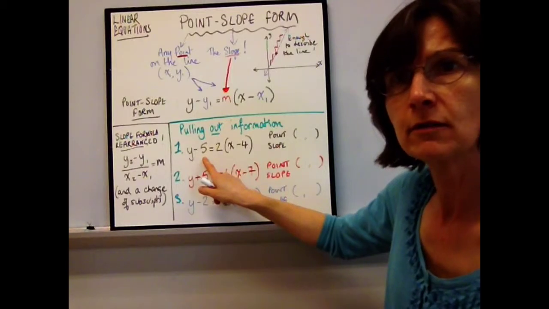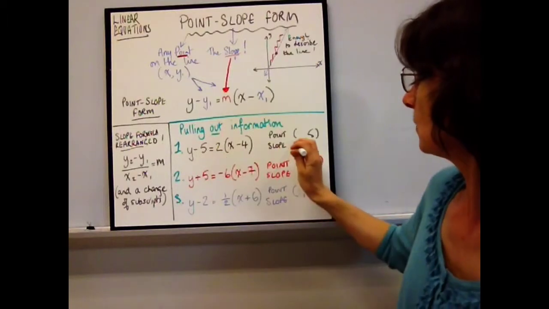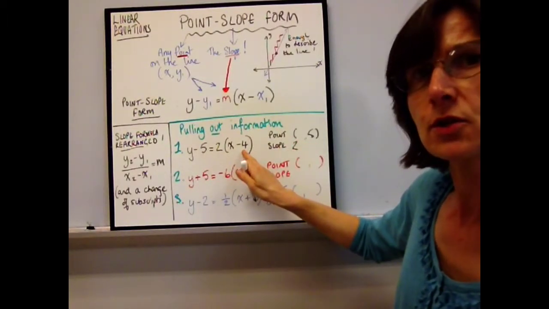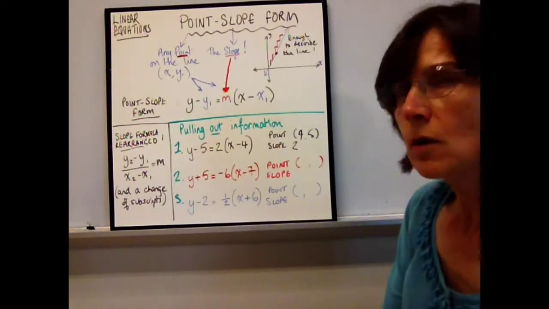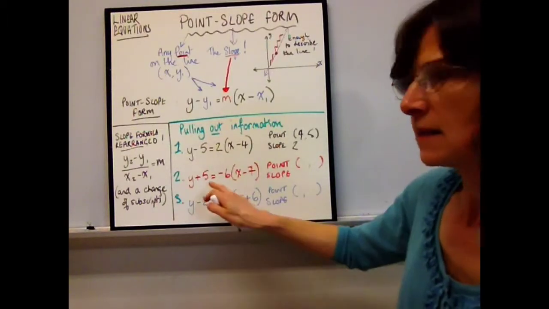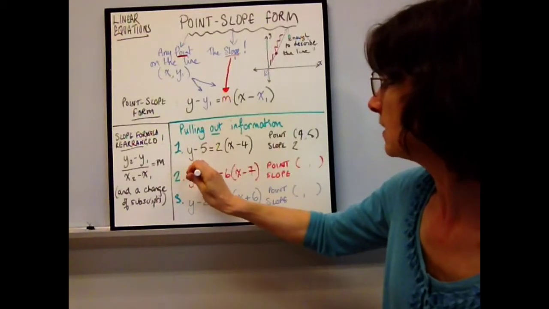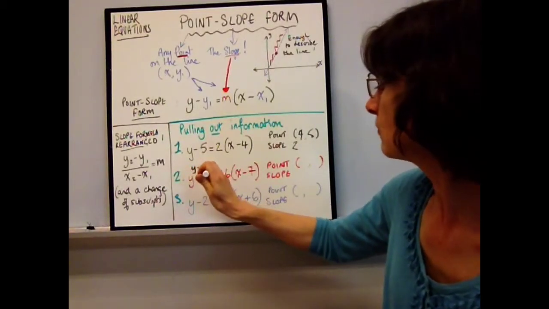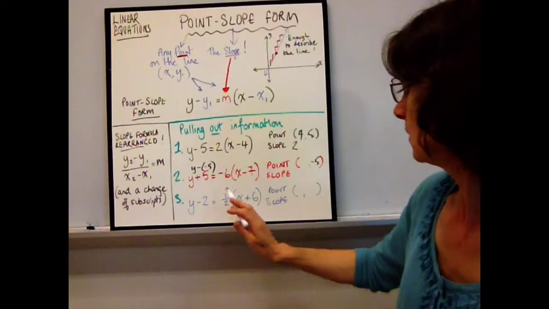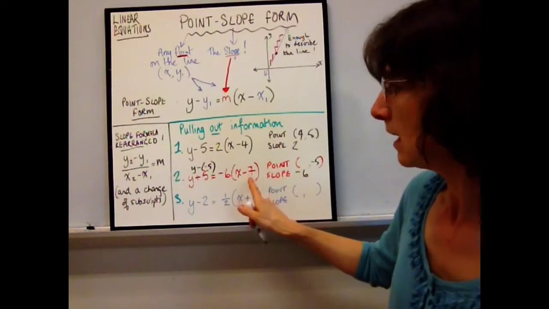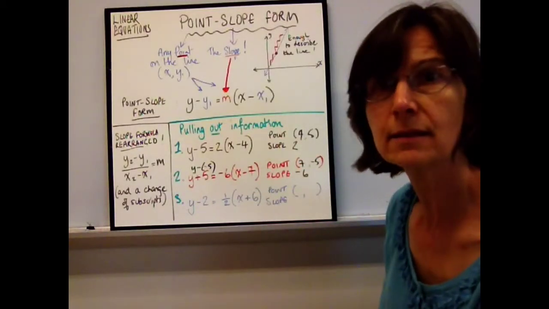So, y minus 5. Following subtraction, the y value is 5. 2 is the slope. 4 follows subtraction, so it must have been the x sub 1. So there we have it. The point was 4, 5 and the slope was 2. In this next one, the 5 is following addition. So if it had started life as y minus something, wouldn't it have to have been minus 5? So our y value is minus 5. Our slope is negative 6. And our x sub 1 is 7, following subtraction, so it is what it is.